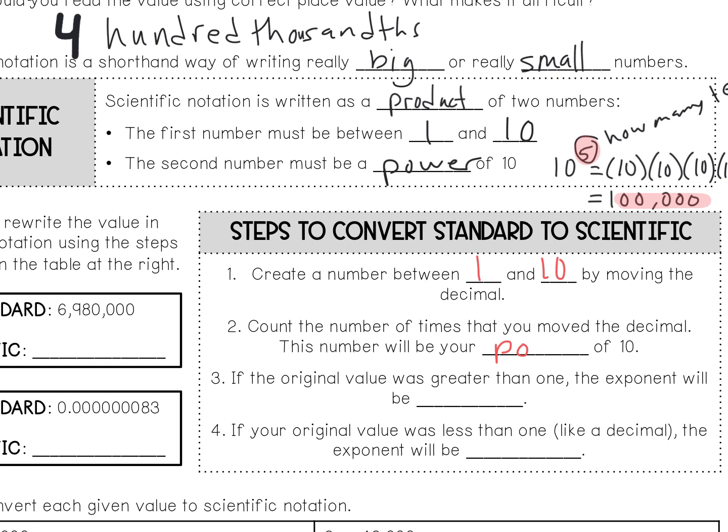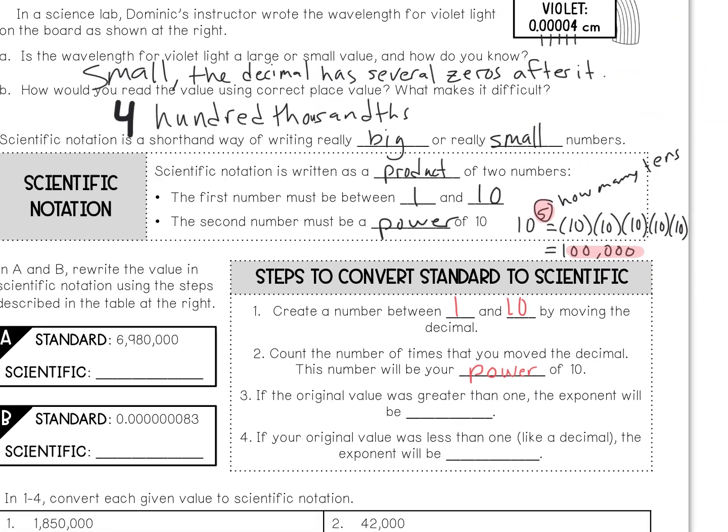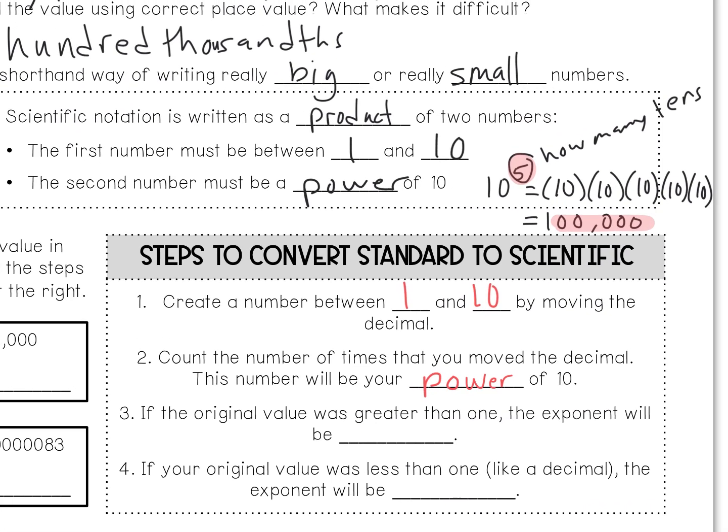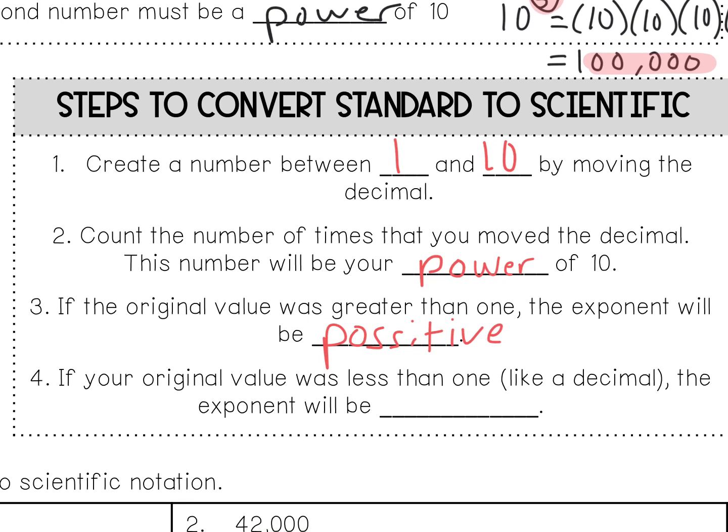The reason this works is because we use the base 10 system. If the original value was greater than 1, the exponent will be what? What do you think? Positive. And if your original value is less than 1, like a decimal, the exponent would be negative.